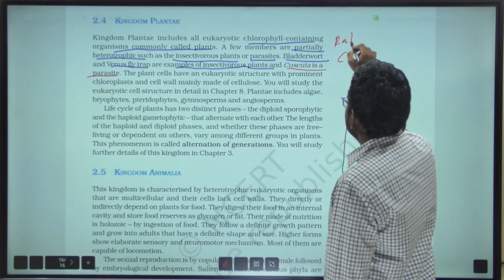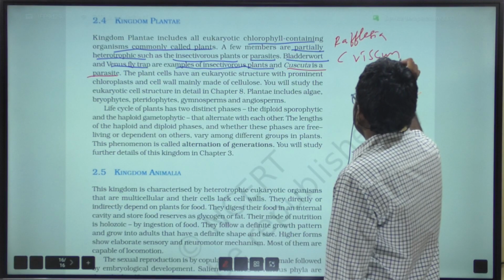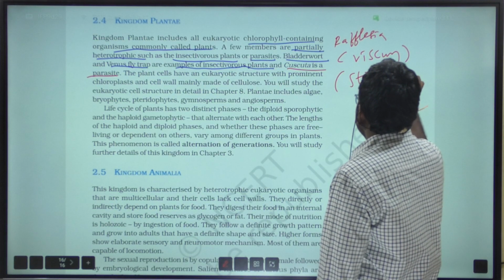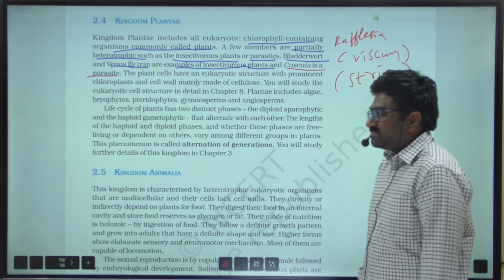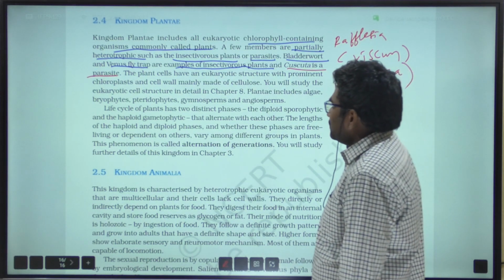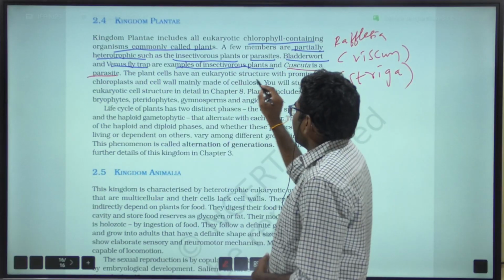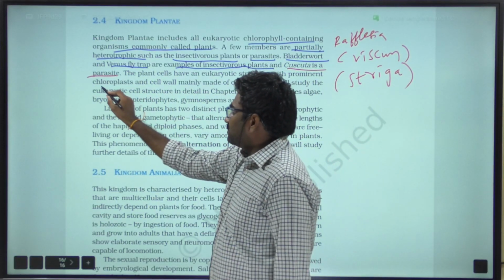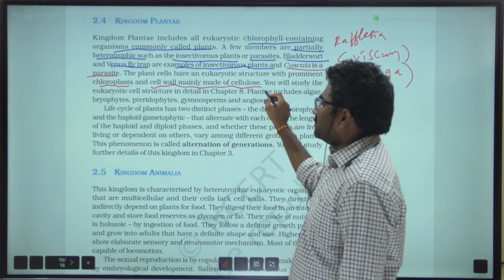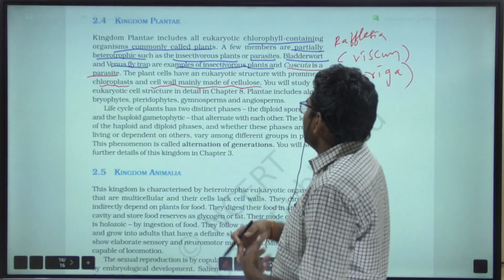So these are some of the examples of parasitic plants, right? So here, plant cells have a eukaryotic structure with prominent chloroplasts and cell wall mainly made up of cellulose. Mainly made up of cellulose, right?